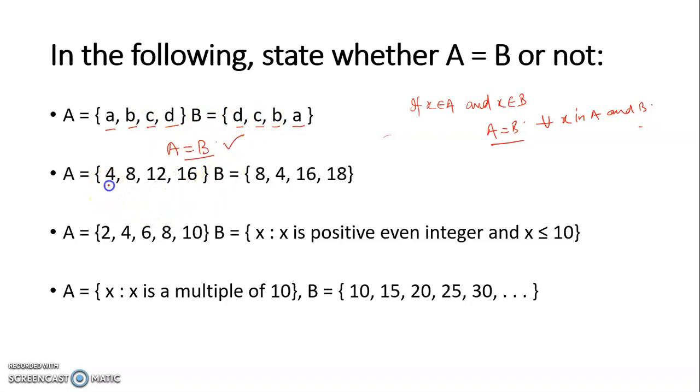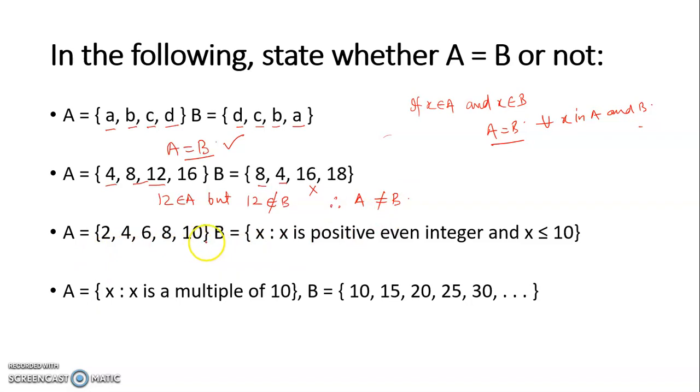Correct. 4, it is here. 8, it is here. 12, not here. That means 12 is in A, but 12 is not in B. Therefore, A is not equal to B.